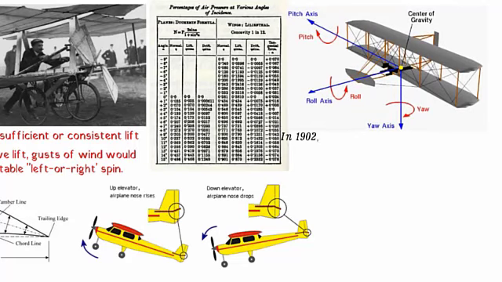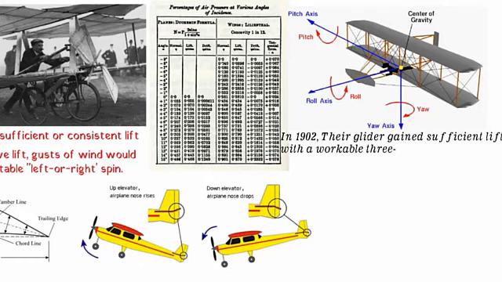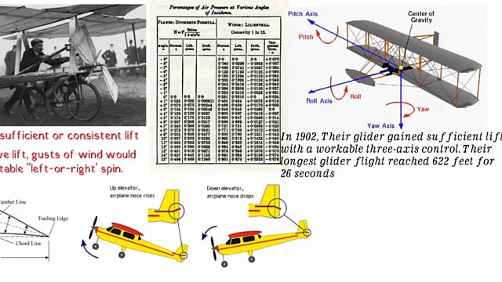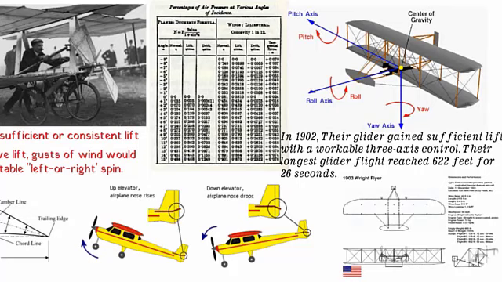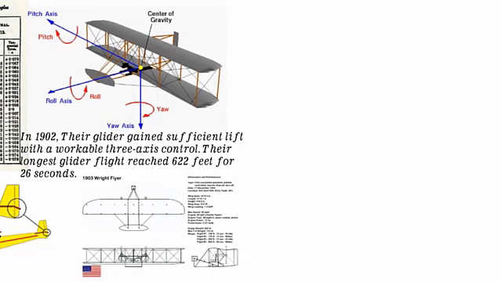Finally, in 1902, the Wright brothers achieved true control. Their glider gained sufficient lift with a workable three-axis control. Their longest glider flight reached 622 feet for 26 seconds. The Wright brothers acquired a patent for their Wright glider in March 1903.